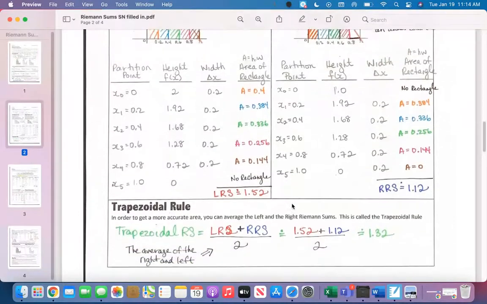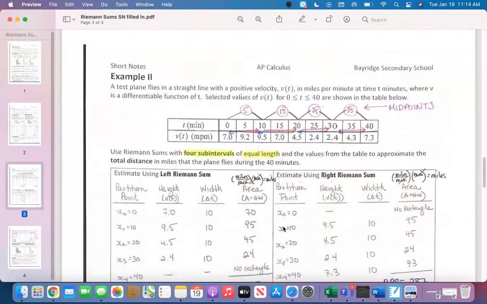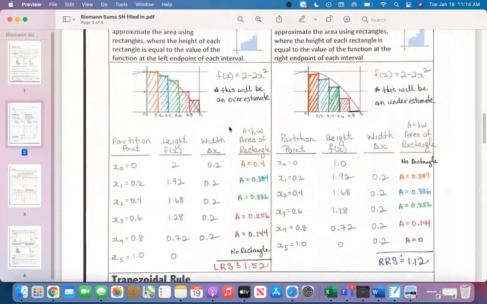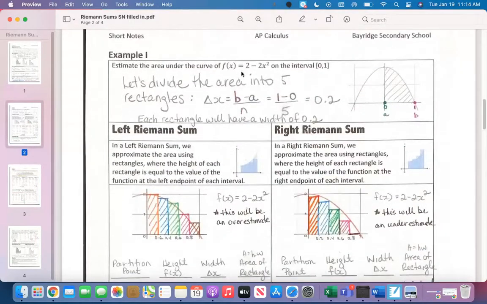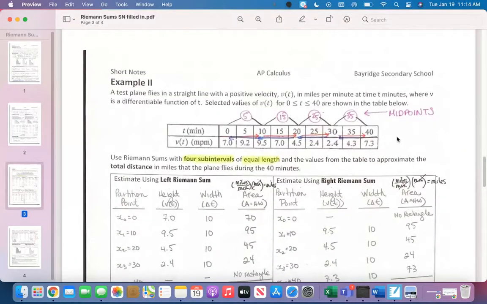Okay, so I want to take you through two more examples of calculating Riemann sums. This is kind of a neat one. We're going to put a context to it, and we're going to look at a function. Instead of giving it to us algebraically, like we did here, we're going to look at a table of values, a numerical representation of a function.